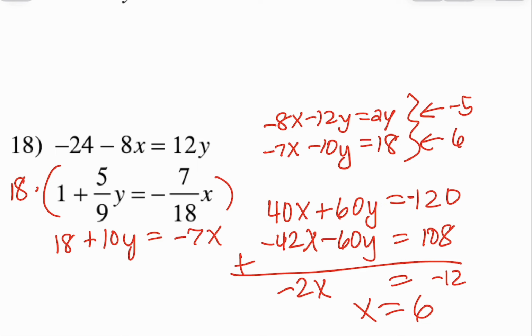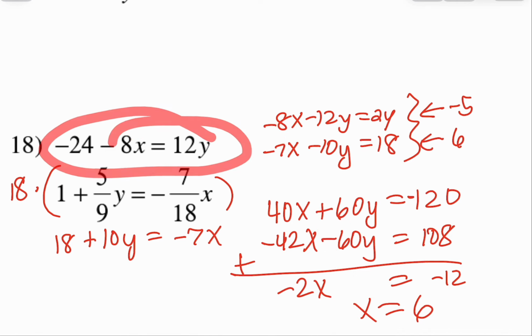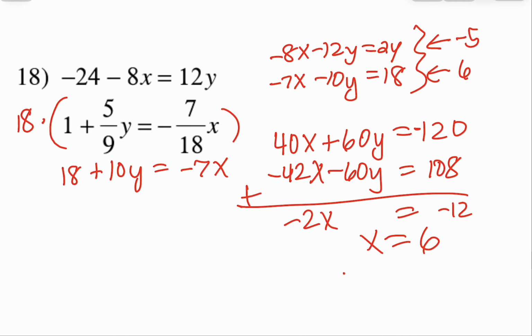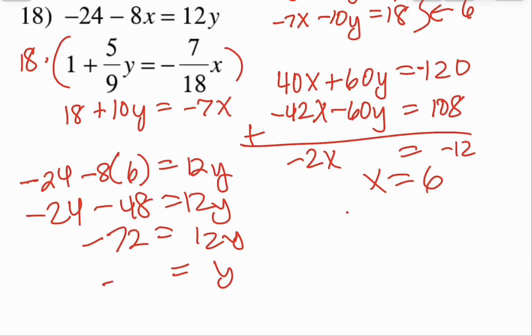Now I'm very hopeful because I got that nice number. Don't expect every one of them to be nice, but that's a good sign. So let's go back and plug this into the first equation we started with. Go back to the start. It's usually a good chance that if you made a mistake, you could fix it or catch it. So we have negative 24 minus 8 times the x value we found equals 12y. So negative 24 minus 48 equals 12y. Negative 72 equals 12y. Divide by 12, you get negative 6. Our point is (6, -6).